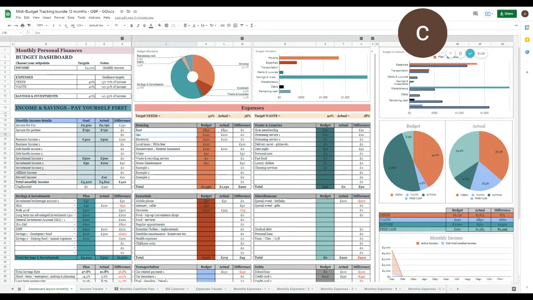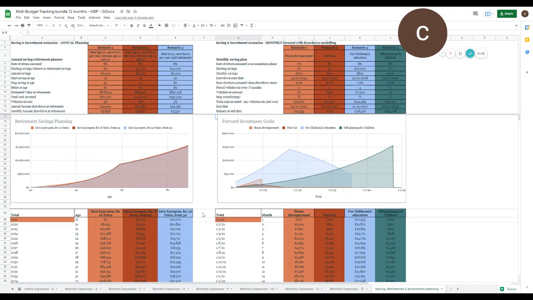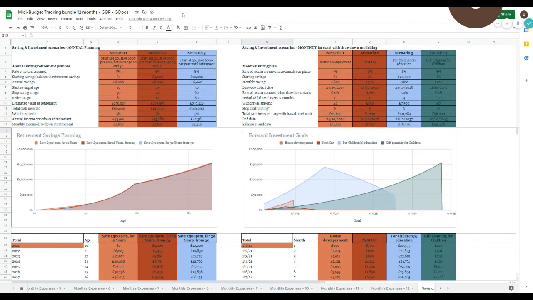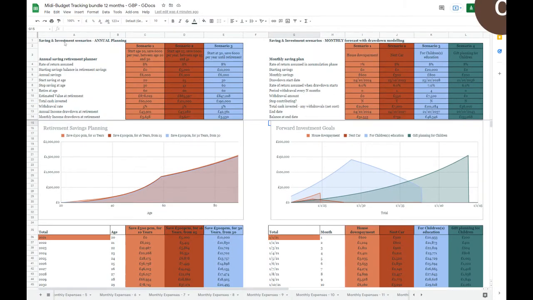The dashboard is at the beginning, and we've gone through the income tracker, the expense tracker, where the expenses are input monthly, the monthly cash flow, and the bill calendar previously. Our final one in this series for this particular spreadsheet bundle is to talk you through the saving and investment scenario planning.